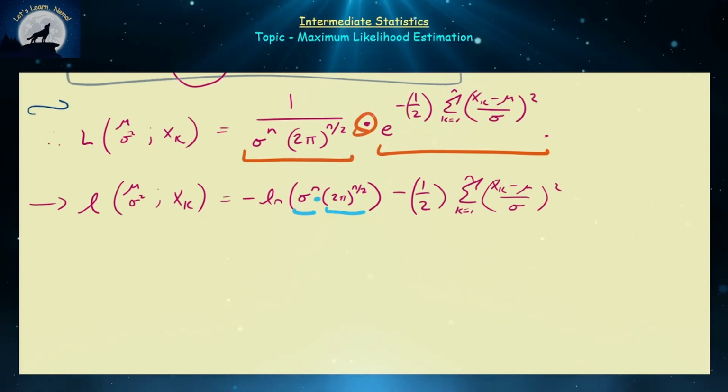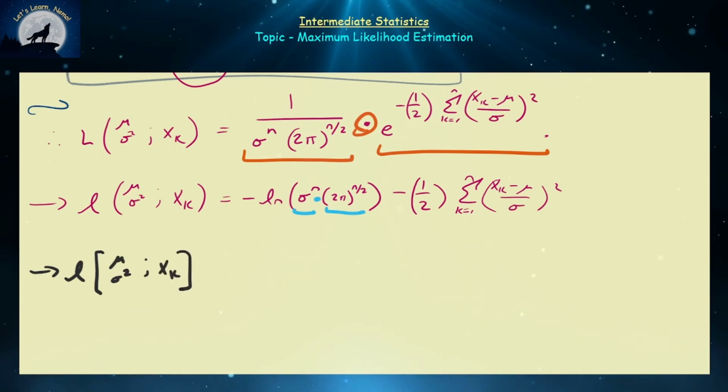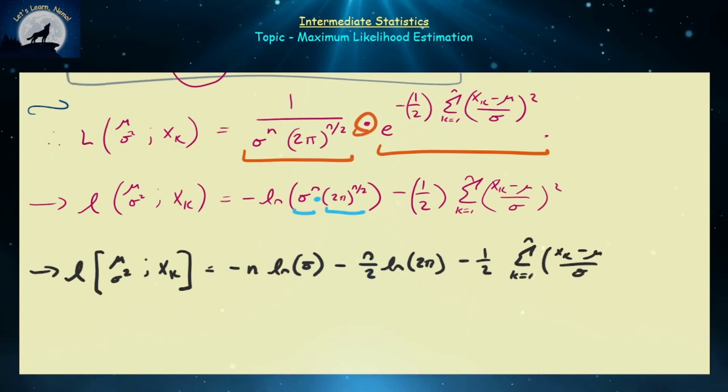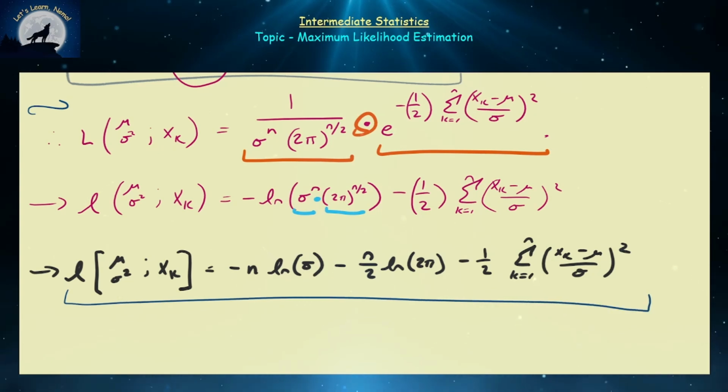It might be beneficial to just break that up as well. So I'm going to write our final form for our log likelihood function. The log likelihood for mu and sigma squared for xk will be equal to, let's write it as, minus n natural log of sigma, minus n over 2 natural log of 2 pi, minus 1/2 times the sum from k equals 1 to n of (xk minus mu over sigma) quantity squared. So there's our beautiful log likelihood function for normal sequences.